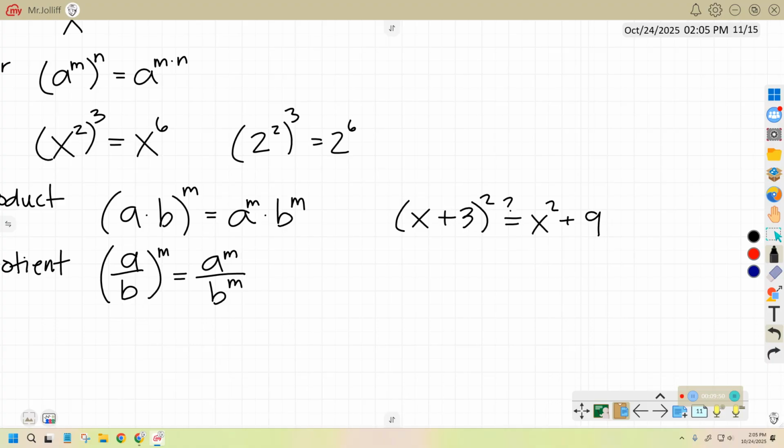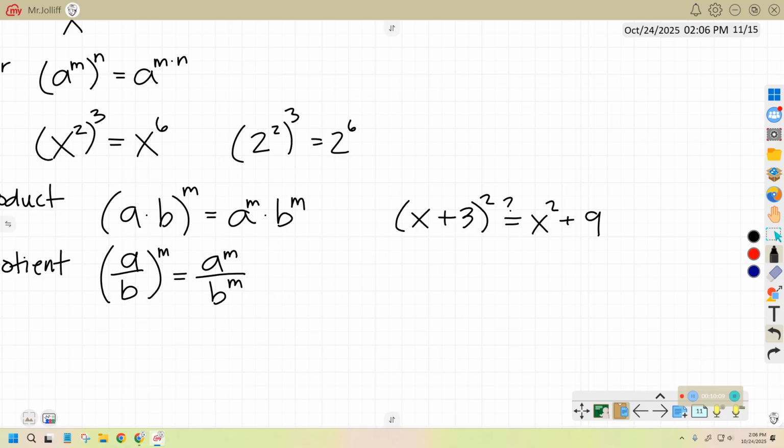When I multiply binomials, what should I do? I've got two options for multiplying binomials. FOIL, good, or some of you don't like FOIL. What else do you use? Box method. Yeah, good.